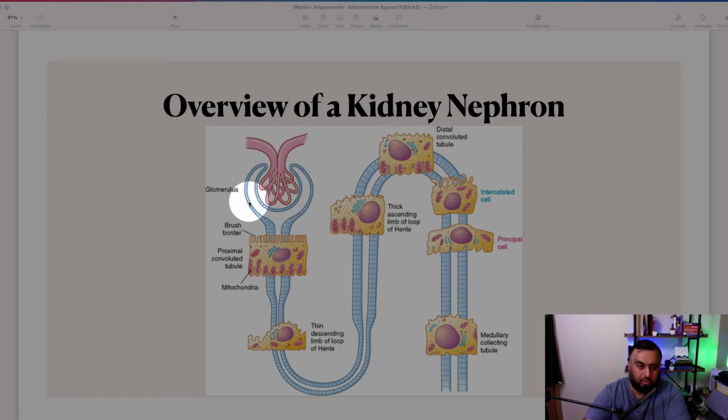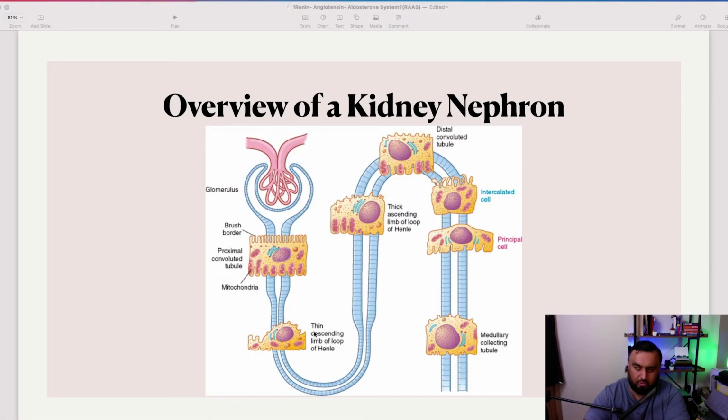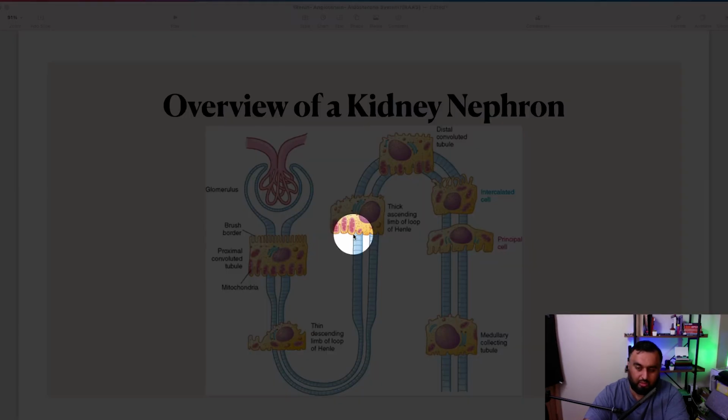So we've got the glomerulus coming down into the Bowman's capsule, and then continuing with the nephron. You've got the proximal convoluted tubule going down to the thin descending limb of the loop of Henle. On this diagram, it doesn't really show the other part, it doesn't label it anyway, which is the thin ascending part of the loop of Henle, and then the thick ascending limb of the loop of Henle going up to the distal convoluted tubule and all the way down to a collecting duct.